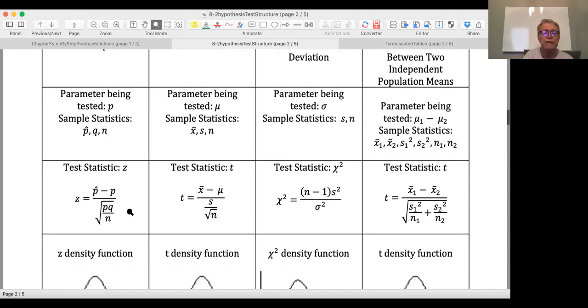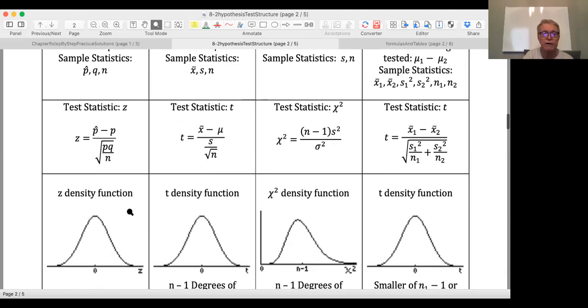Before we go, let's take a peek at what the graphs of these test statistic values are. The z is standard normal, so it's the bell curve, and the mean is 0. T looks like a standard normal, and it's very close to a standard normal, but it is not z because we don't have sigma. We've only got the sample standard deviation, S, in there.